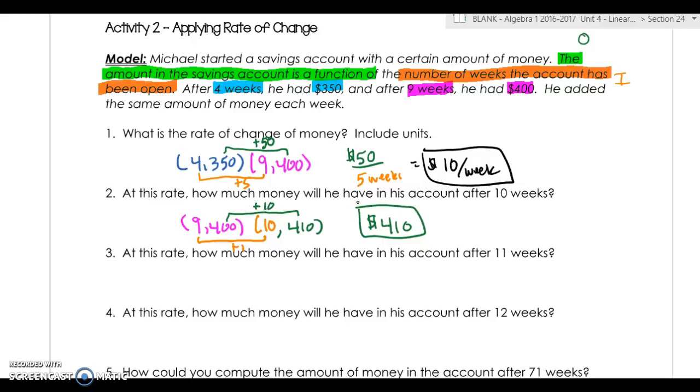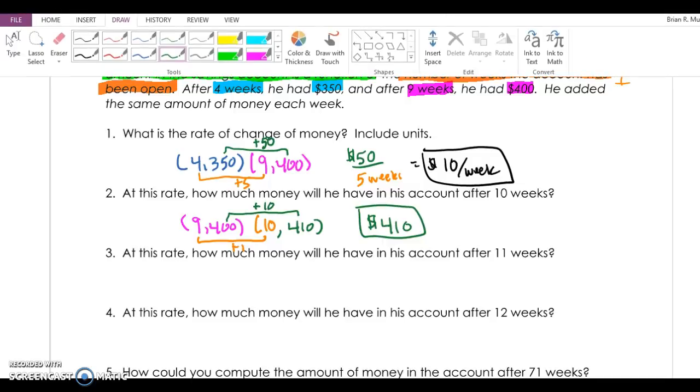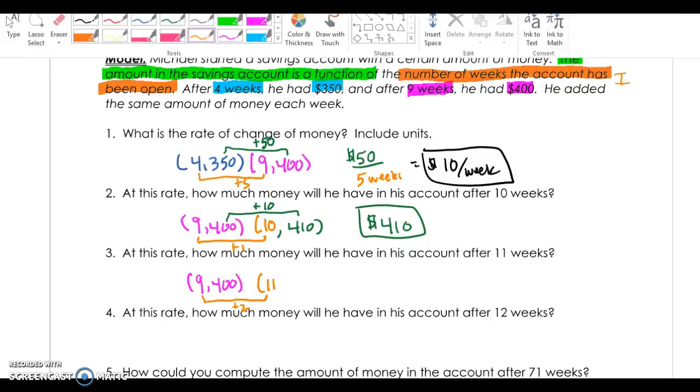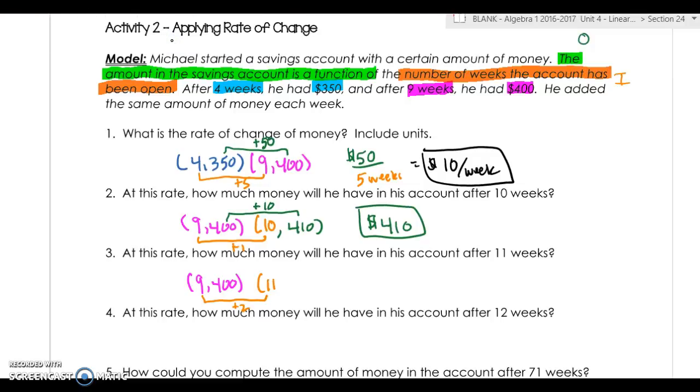And we can do the same with the 11th. I'm going to go back to that 9, 400, and you're going to see why in just a minute. I could go from the 10, 410, but I want to go back here for a reason. So at 11 weeks, that's 2 weeks away from 9, so that's a plus 2. And again, $10 a week, 2 weeks, that's a $20 increase. So that's $420 that he'll have in the account at the end of the 11th week.